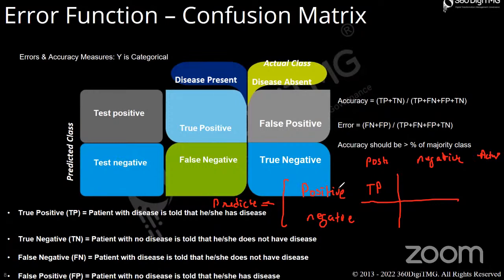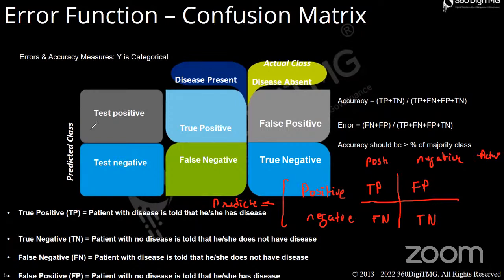Wherever the actual result was negative, but your model is predicting positive, it is known as false positive. Okay. Wherever your data was actually positive, but your model is predicting negative, it is known as false negative. And wherever your model was predicting negative and it was actually negative, it is known as true negative. So this is how a confusion matrix is built.